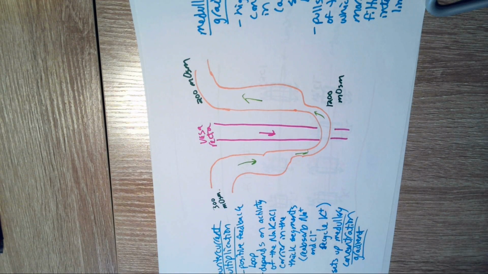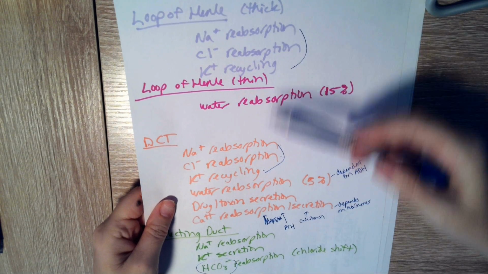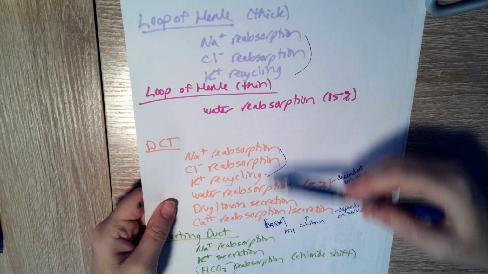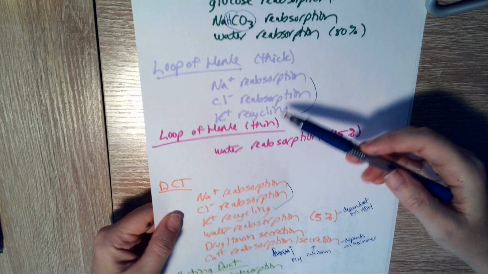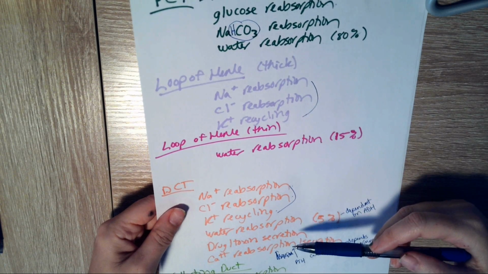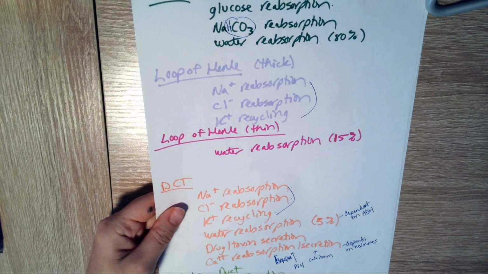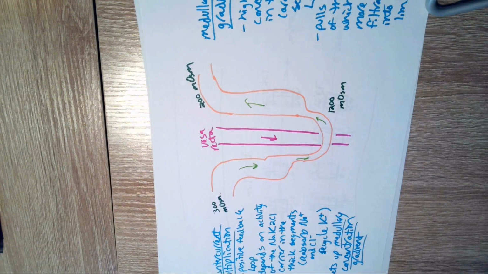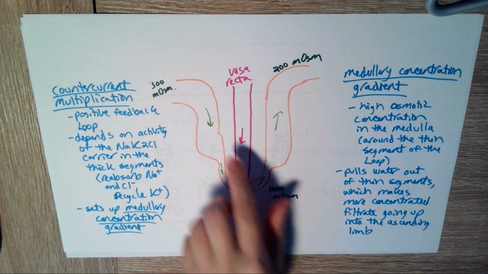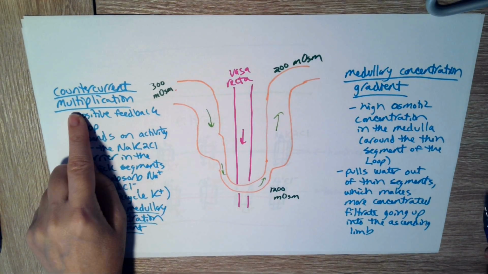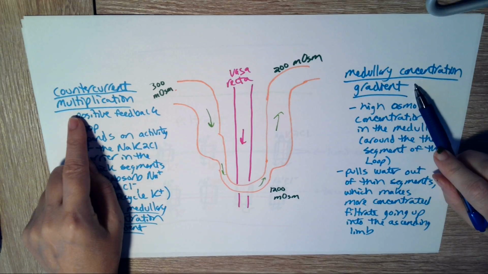So, before we get into the exact mechanism of how we accomplish all of this, we're going to look at all the carriers that are responsible for this stuff. And I know that looks like, oh no, that's a lot of carriers, but we're actually only going to look at 7 that accomplish most of these things. So it's not so bad. But before we get into it, I want to introduce to you the idea, I hope this all fits on here, it does, of the loop of Henle, countercurrent multiplication, and the medullary concentration gradient.